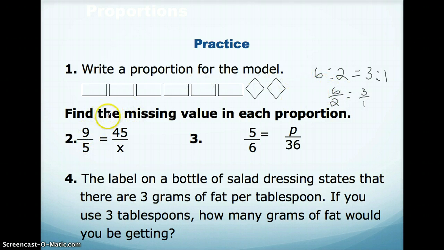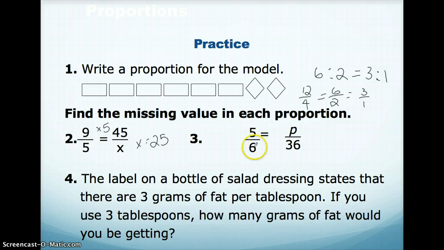Or you can say that this is also equal to 12 to 4, and we can multiply those both by 2. So that is a proportion, right? So let's find the missing value for each proportion. To get from 9 to 45, what do we multiply by? We multiply by 5, and 5 times 5, then x is equal to 25.